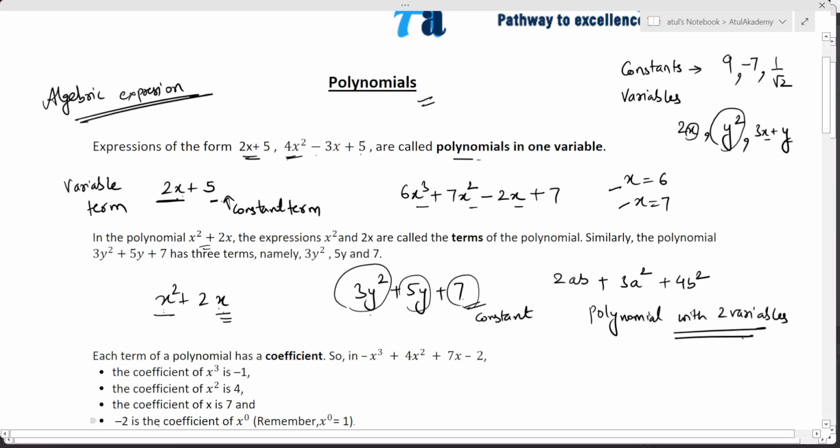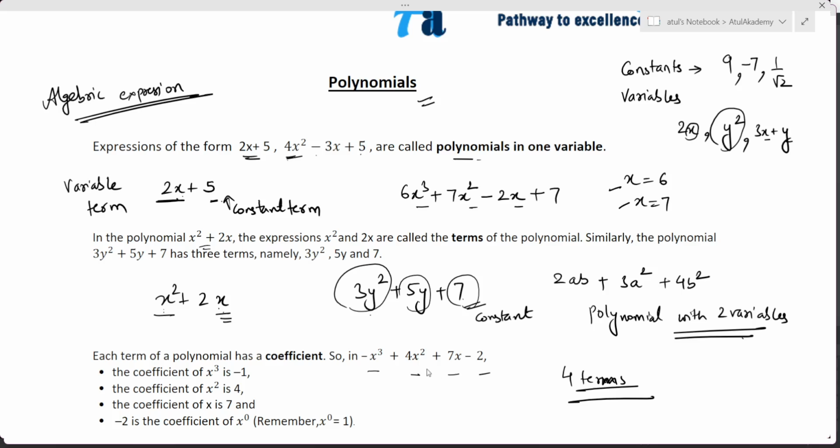Let's move to the next concept of this chapter, which is the coefficient of any variable. Let's take an example. You have a polynomial minus x cube plus 4x square plus 7x minus 2. There are a total of 4 terms over here. The first term is x cube, and with x cube only a minus sign is there. So I can also say it's minus 1 into x cube, because 1 into anything is the same thing. So I'm talking about the numerical coefficient.